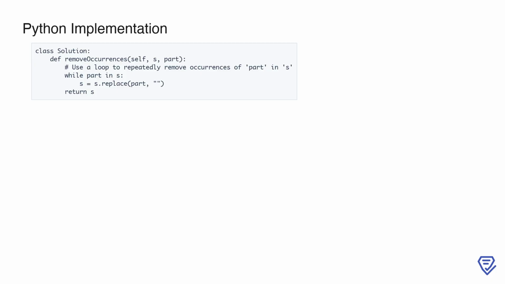The time complexity of this solution is O(n * m), where n is the length of the string S and m is the length of the substring part. This complexity arises because for each occurrence of part, the replace method scans S and creates a new string. The loop runs until all occurrences of part are removed. The space complexity is O(n), as new strings are created during the replacement process.